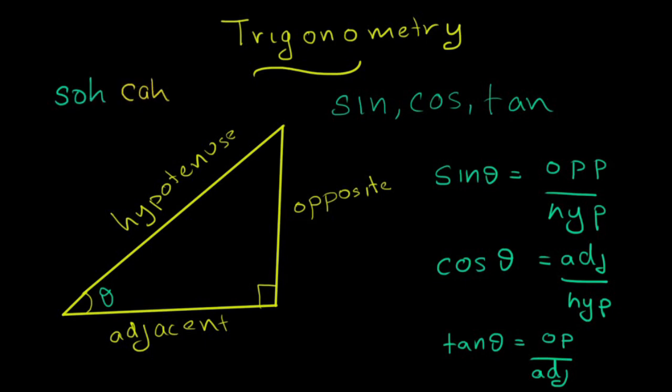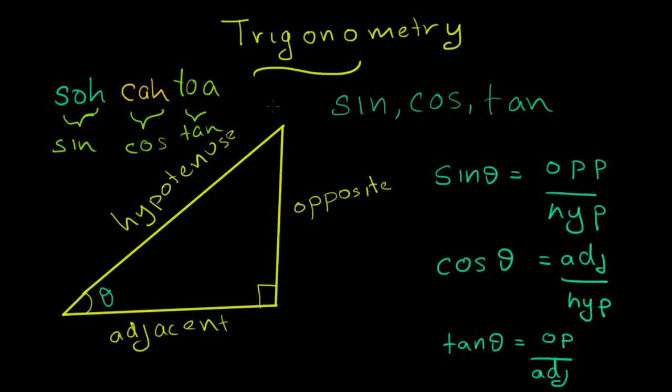SOH CAH TOA. This SOH part means sine, this CAH means cosine, and this TOA part means tangent. And these O and H mean opposite divided by hypotenuse. Similarly, AH means adjacent divided by hypotenuse, and OA means opposite divided by adjacent. So you can easily figure out the trigonometric ratios with this arrangement.